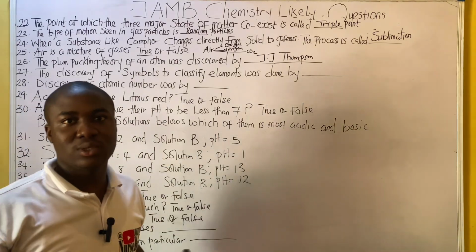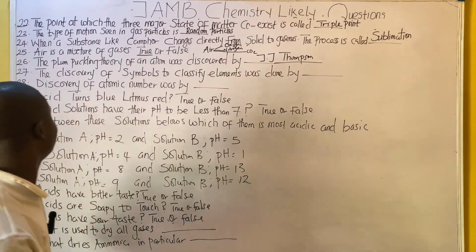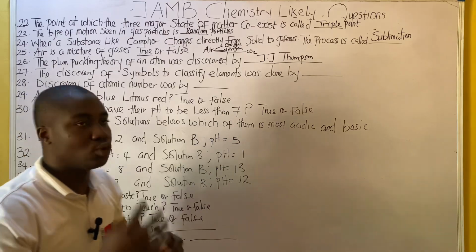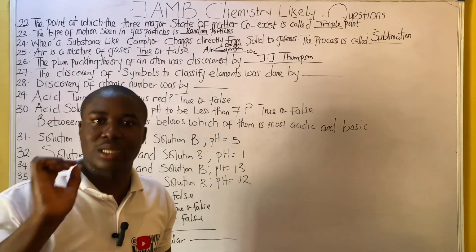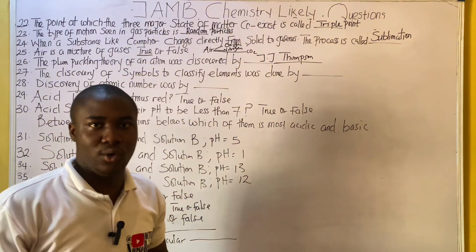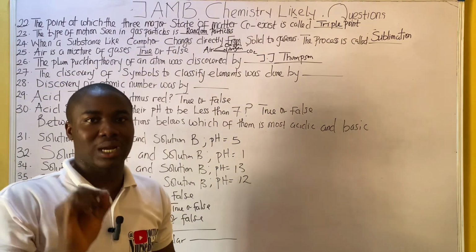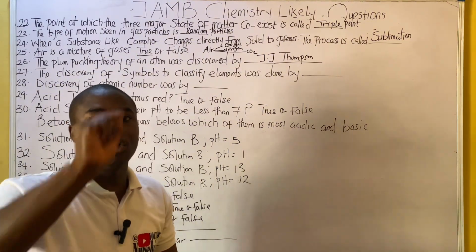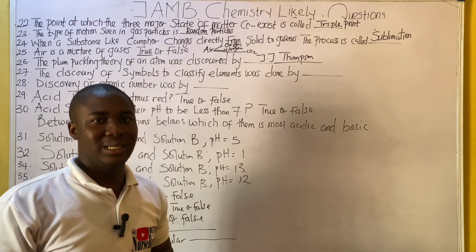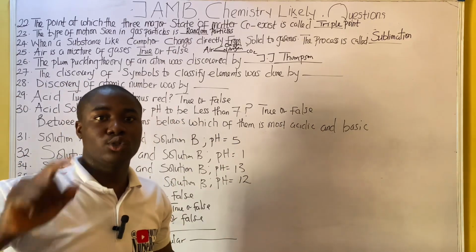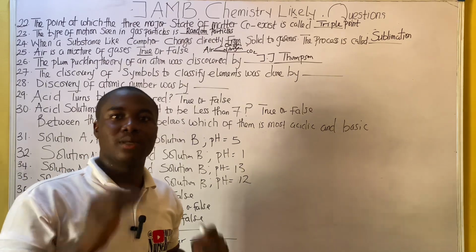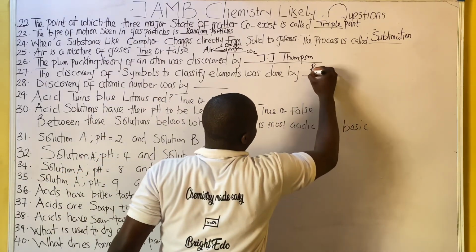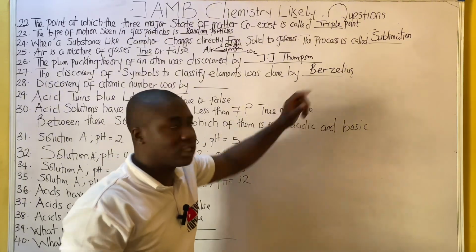So let's get into the next practice question, which says, the discovery of symbols to classify elements was done by who? Berzelius actually did that. Berzelius brought about symbols to classify elements. The sodium you know to be Na was brought about by Berzelius. The hydrogen you know to be H was brought about by Berzelius. Are you there? So all these must be noted.